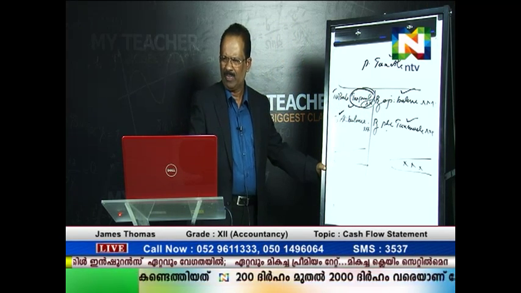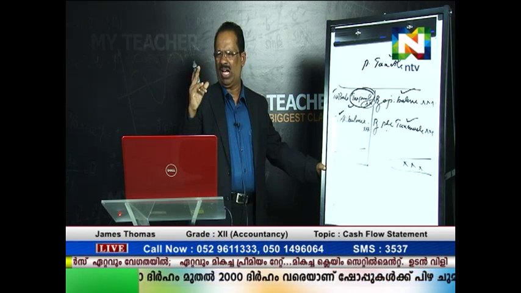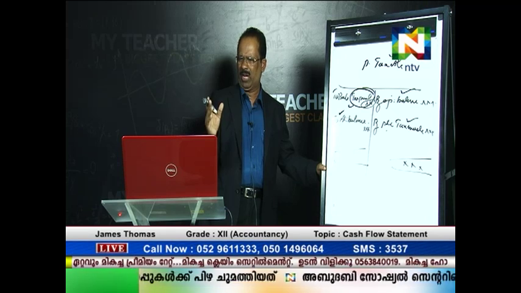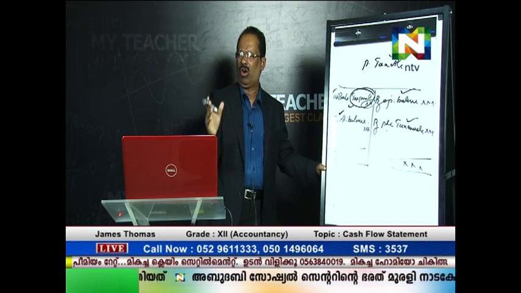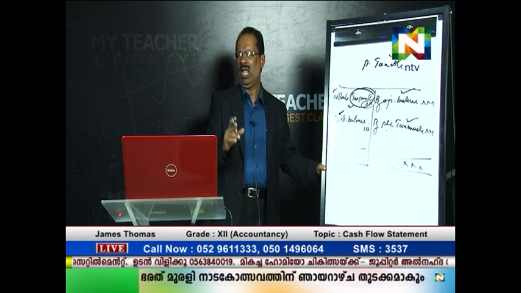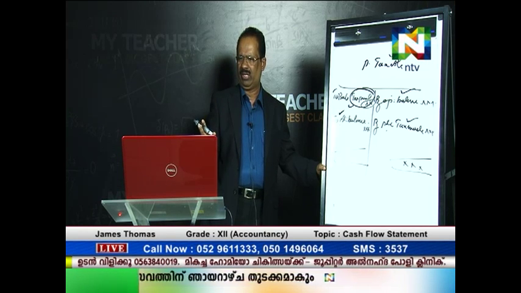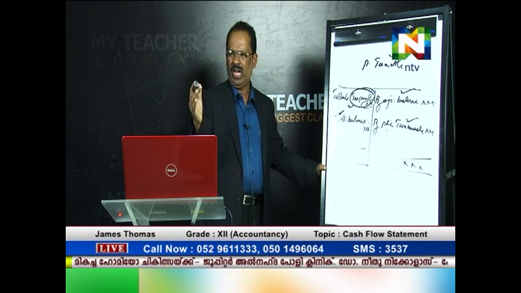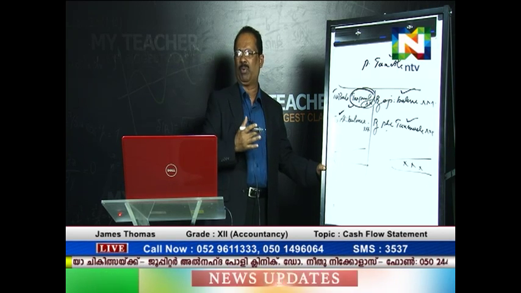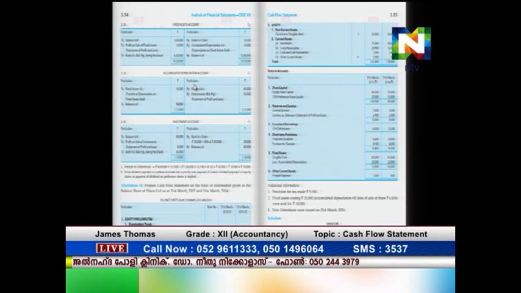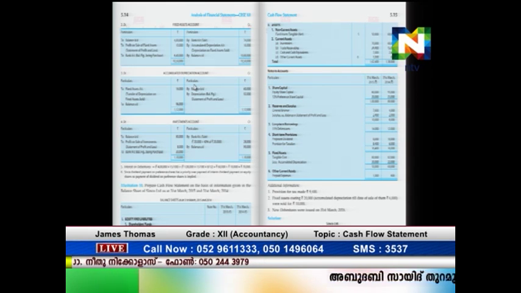Now listen, the tax paid we are writing in the operating activities as the last item, that is cash inflow or outflow from operating activities. Just before that we write less tax paid. Then tax made we put along with the statement of profit and loss account. You can see the tax made, this amount we are adding with the profit and loss account.